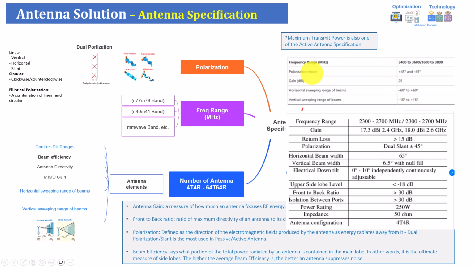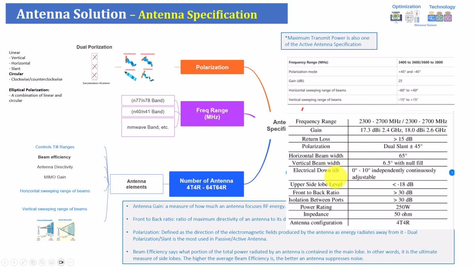For example, the polarization mode, we'll go through it in detail. And here, for example, I mentioned that the gain is 25 dBi. And there is something about the horizontal sweeping range of beams and even the vertical sweeping range of beams. I will explain these two parts shortly.